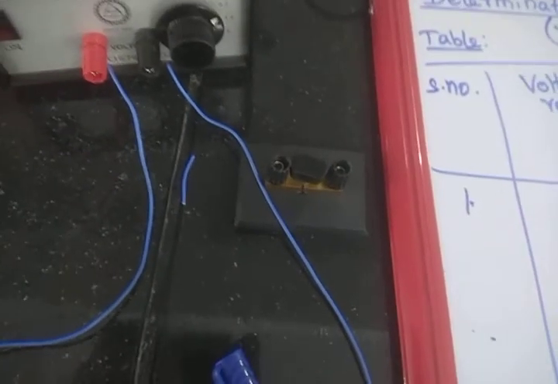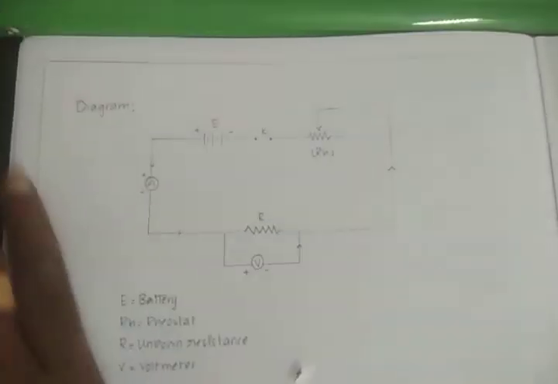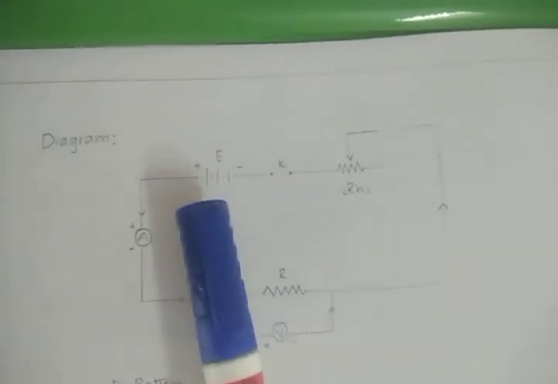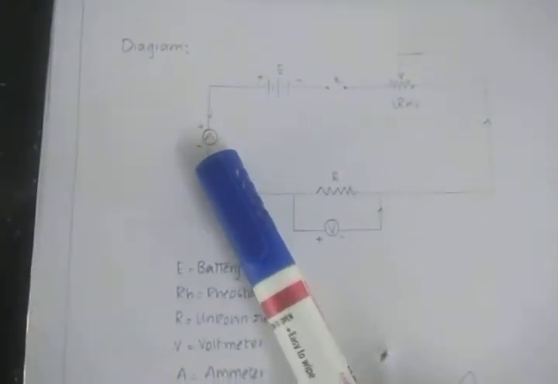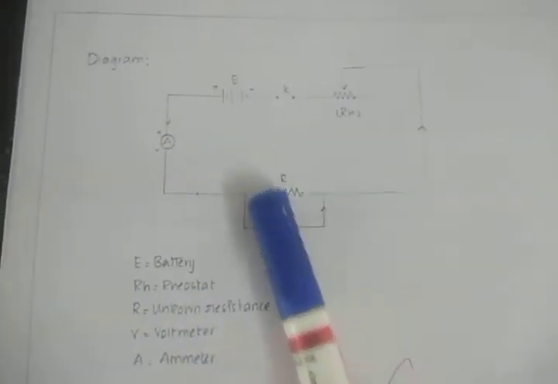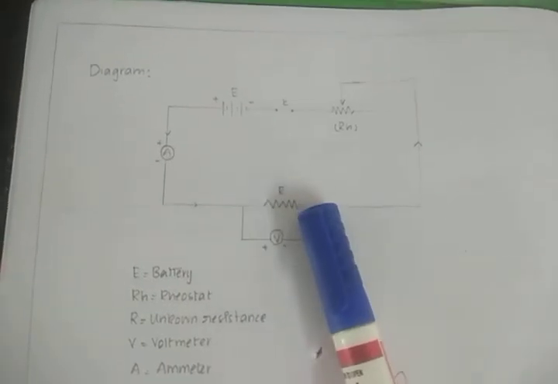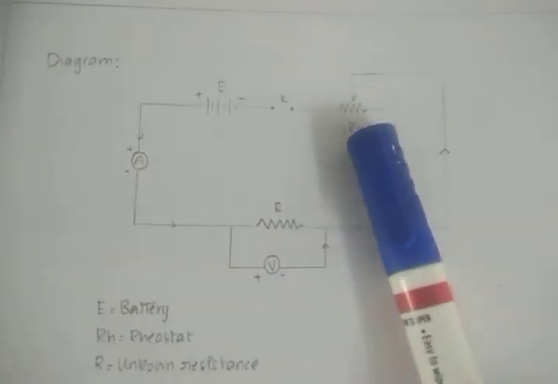Now we are going to see the circuit of this experiment. The circuit consists of the battery eliminator, positive and negative. From the positive of the battery eliminator, the wire is connected to the positive terminal of the ammeter. Then from the negative of the ammeter, the wire is connected to the resistance wire, and the other end is connected to the upper end of the rheostat.